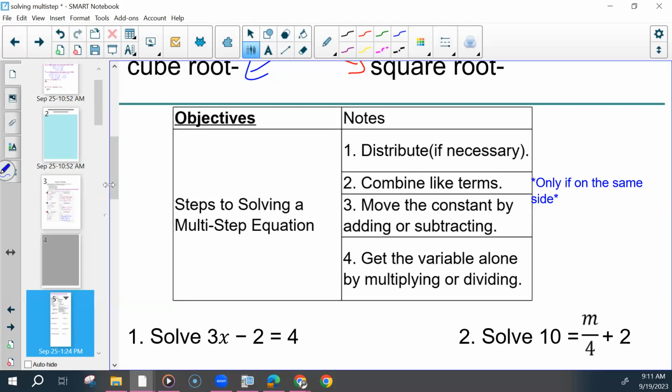These are your baseline, if you don't know where to start, and you can do any of these, right? If you can distribute, if you have parentheses, do that. If you don't, we're not just distributing just because. If you have like terms on the same side, combine them. If not, don't do that. Move the constant by adding or subtracting to the other side, and then get the variable alone by multiplying or dividing.